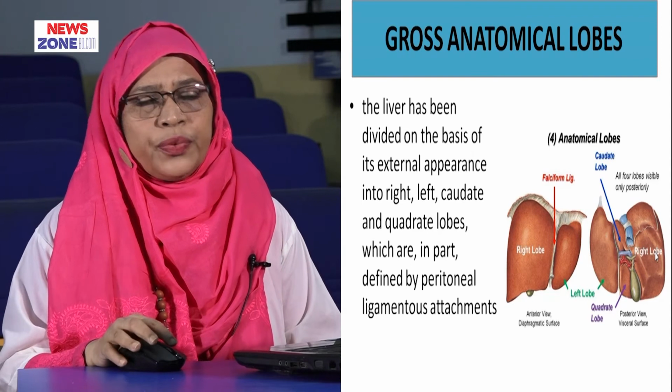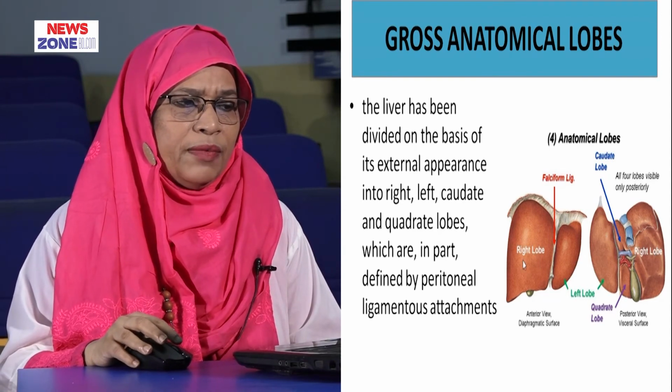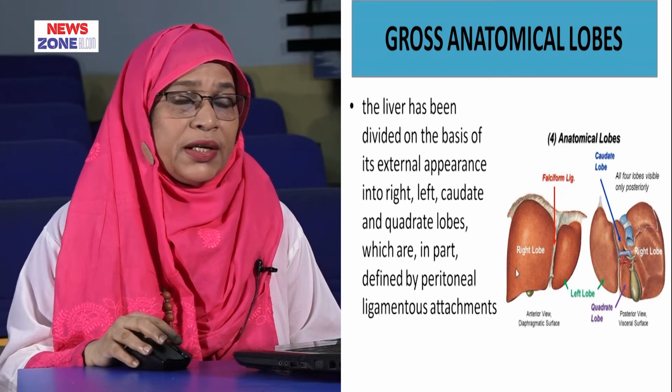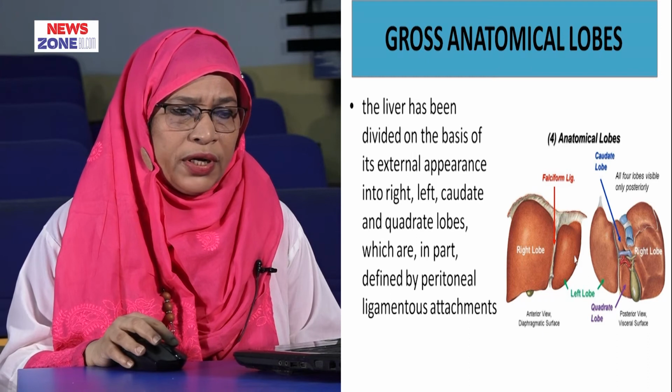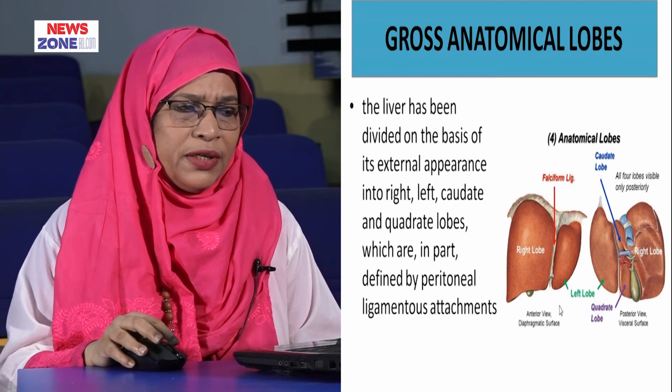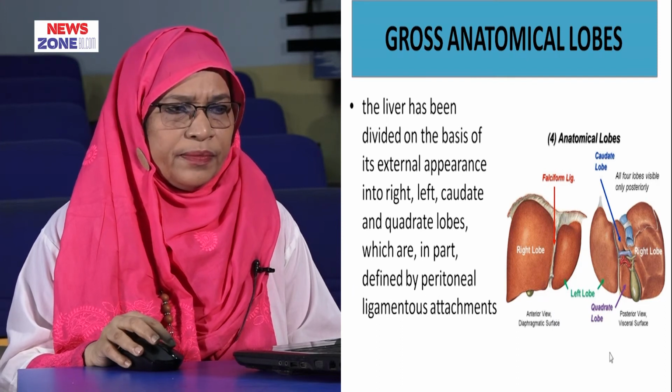Now, what are the lobes present of the liver? Gross anatomically, the liver can be divided on the basis of their external appearance into right and left lobes, and the caudate and quadrate lobes, which are in part defined by the peritoneal ligamentous attachment.